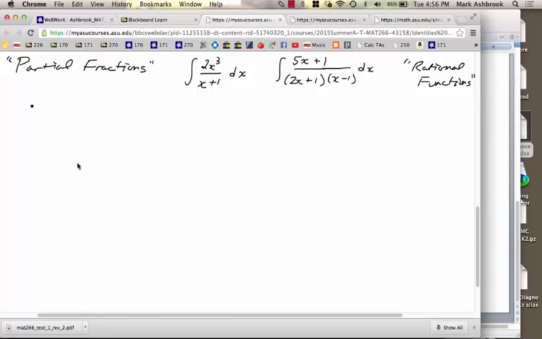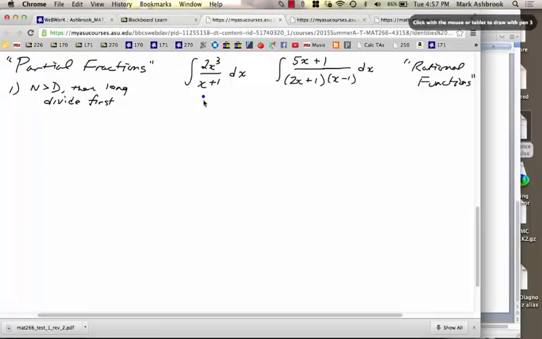So the first thing with this is, if the degree of the numerator is greater than the degree of the denominator, then we want to long divide first. This is my shorthand for saying the degree of the numerator is greater than the degree of the denominator. Then we're going to long divide first. Okay, so how about this first one? Yeah, we would long divide first. Okay, so let's go ahead and do that. Let's just start this example here.